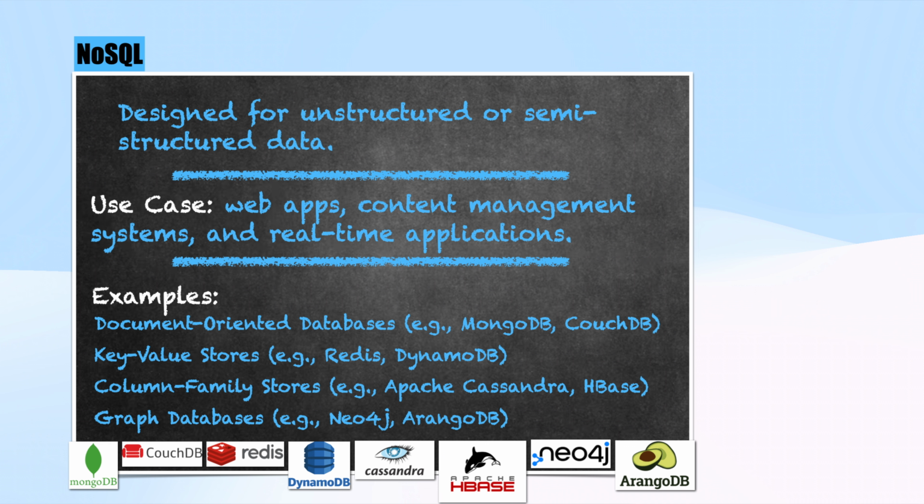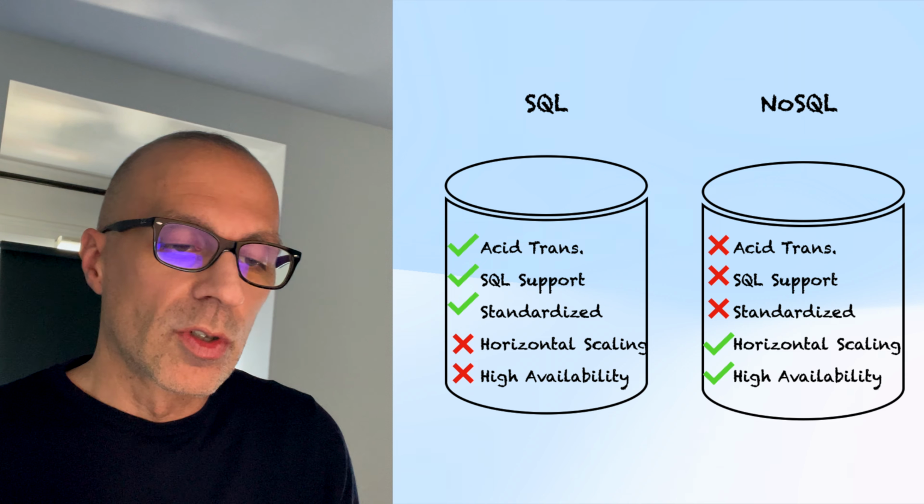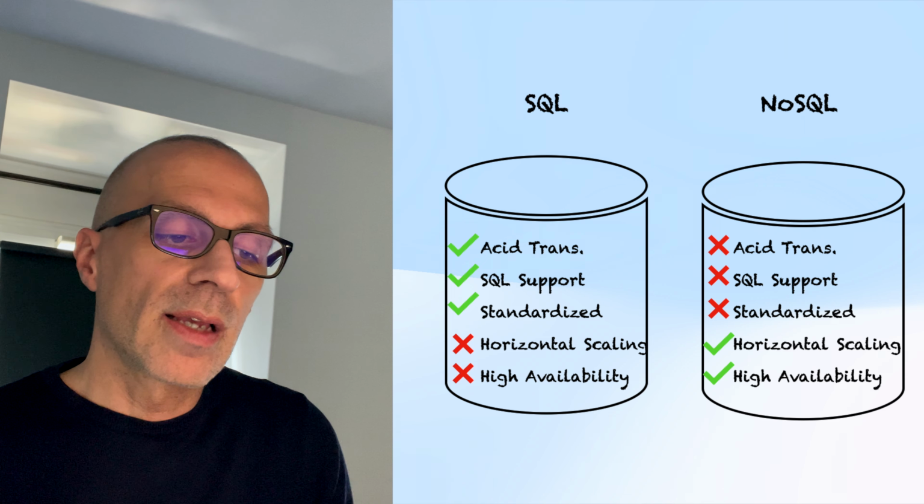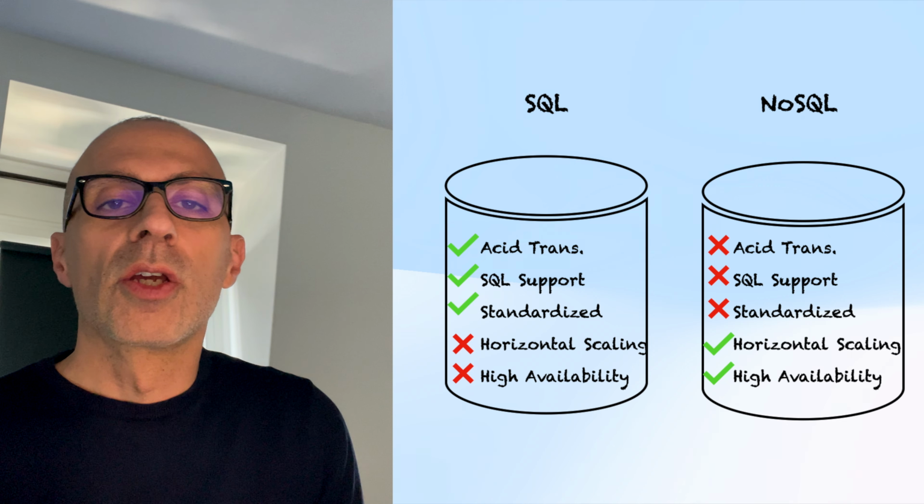Then we have the column family stores, think Cassandra, HBase, built for handling massive amounts of data. Then we have the graph databases like Neo4j and ArangoDB, ideal for complex relationships. Choosing the right NoSQL database depends on your use case. Which one do you think fits your project best?